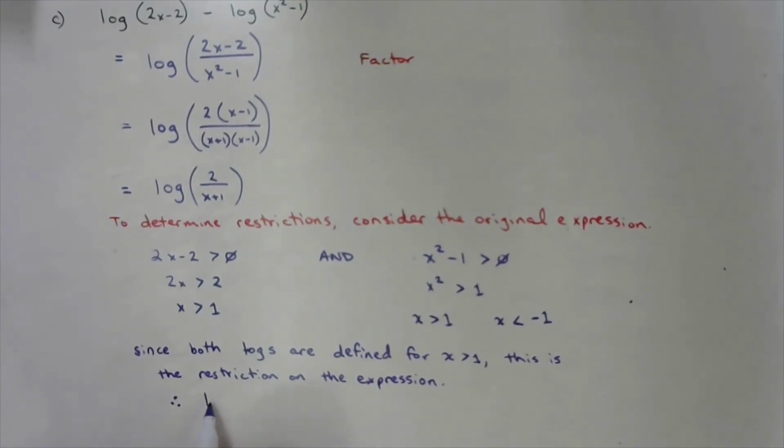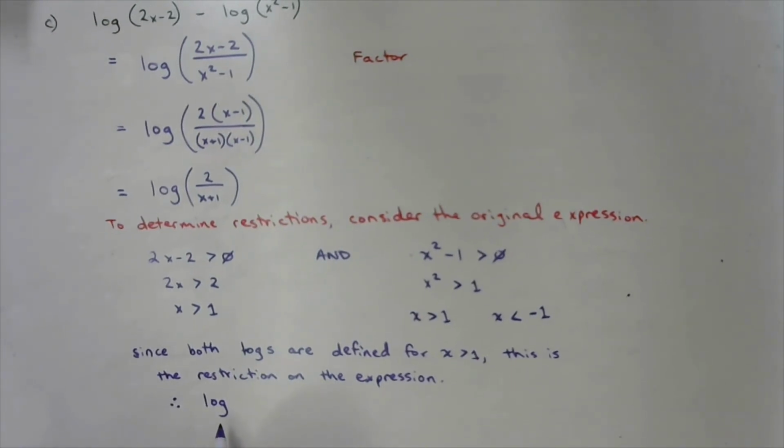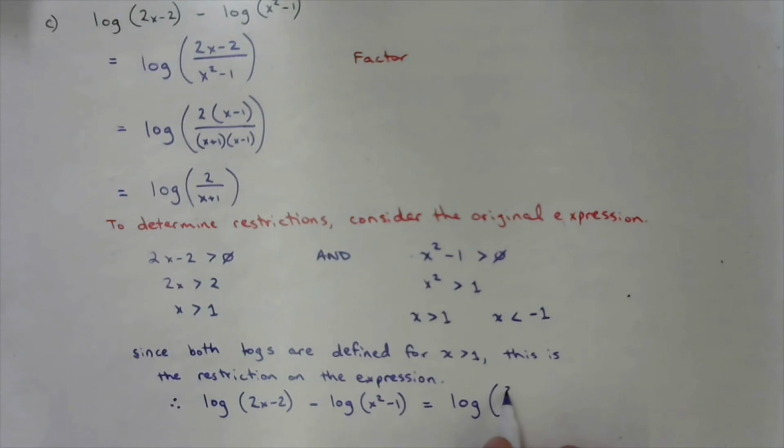Therefore, I'm just going to rewrite the question that we started with and our final solution. The log of 2x minus 2 minus the log of x squared minus 1 is equal to the log of, in brackets, 2 over x plus 1, where x must be greater than 1. Okay, this restriction ensures that all logarithmic expressions in the equation are defined.